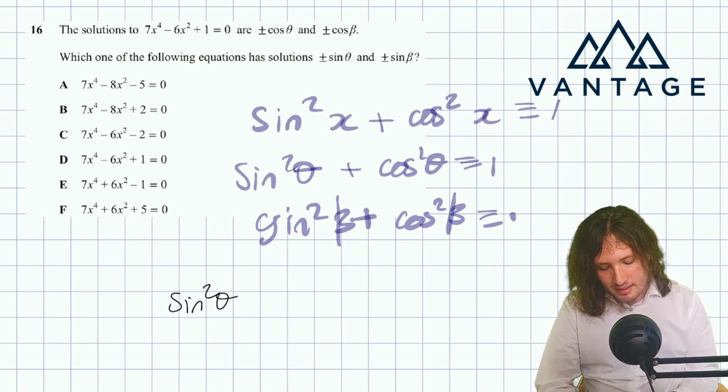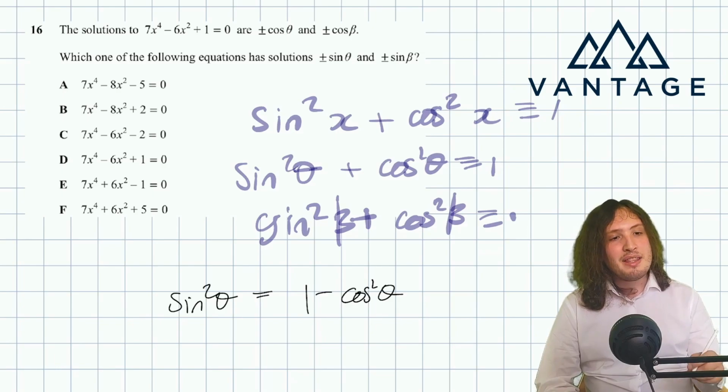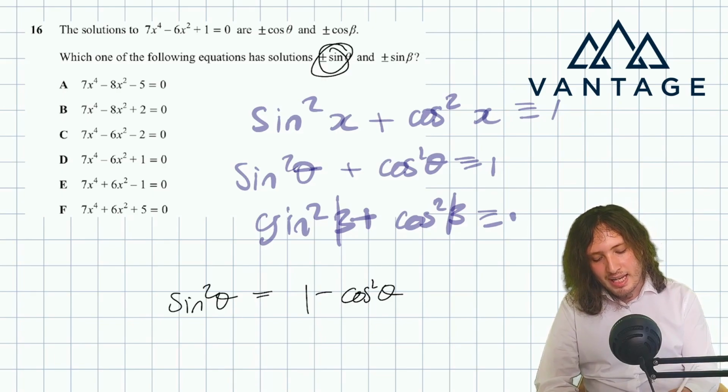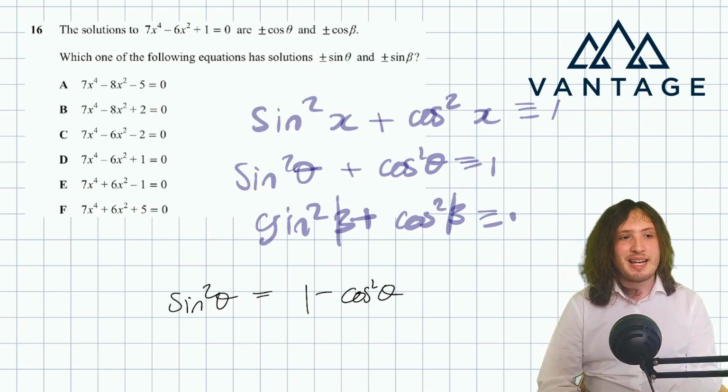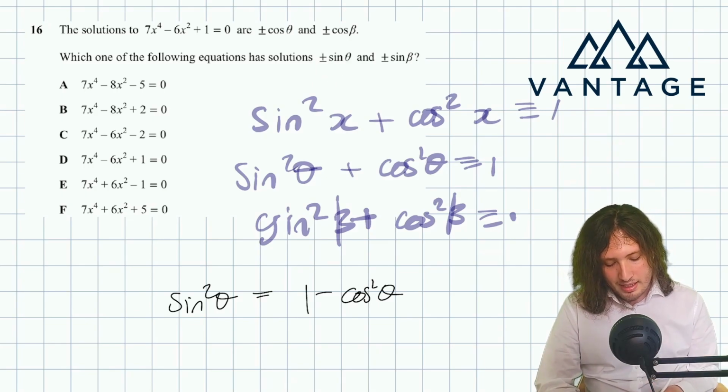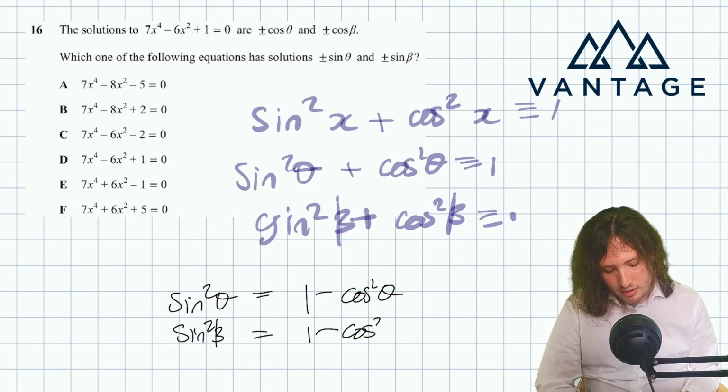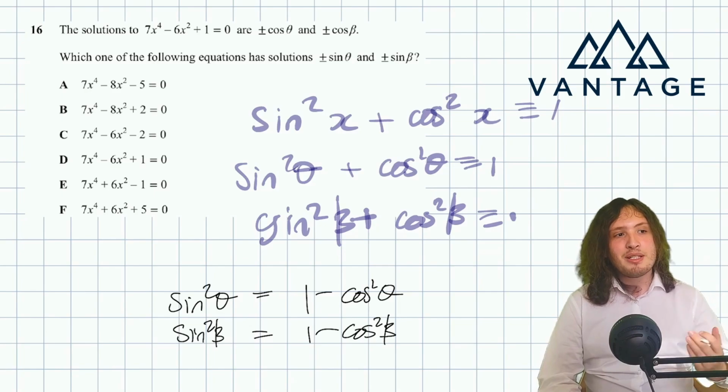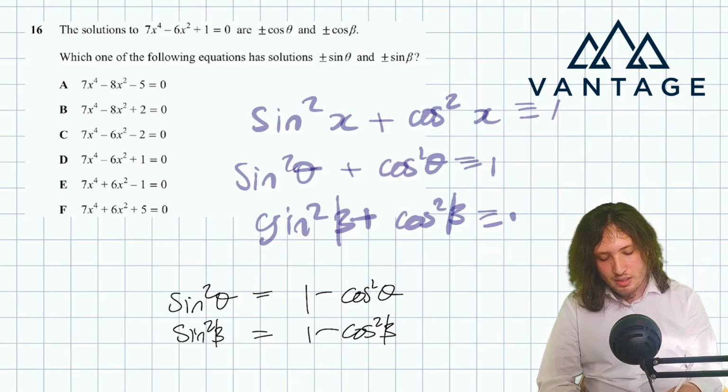I know that sine squared theta is 1 minus cos squared theta, and then the fact that I've got a squared rather than the original is just capturing the fact that here I'm really looking at both the plus minus case at the same time. And similarly, I know that sine squared beta is 1 minus cos squared beta. Now this motivates a really slick solution to the problem.